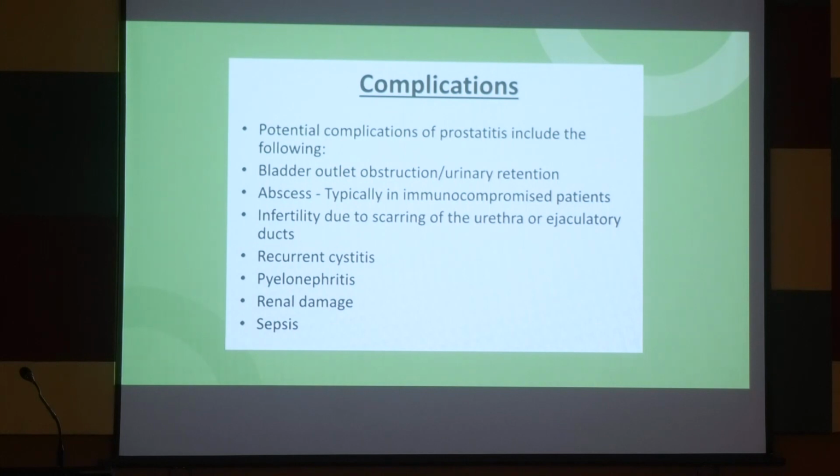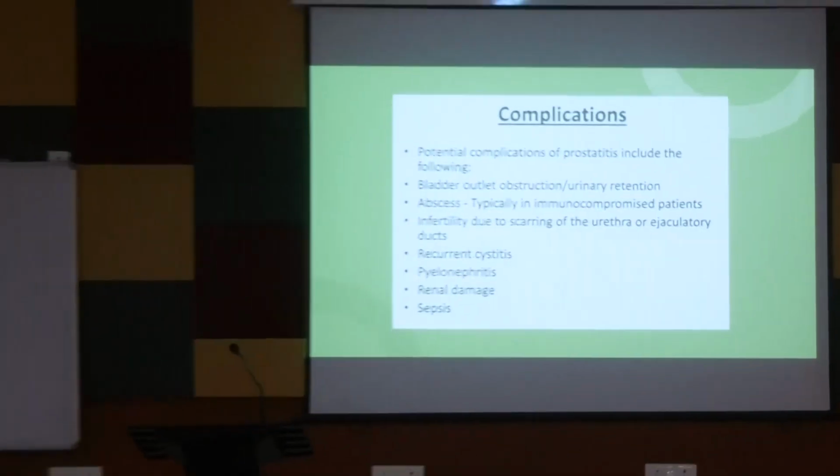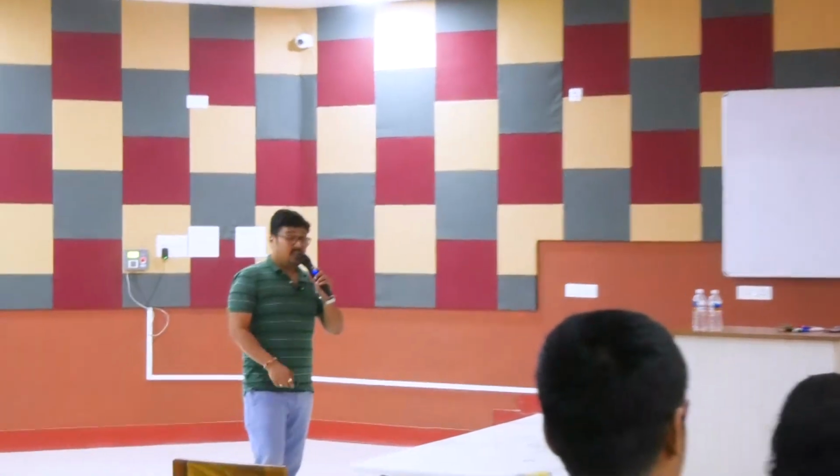So what are the complications of prostatitis? Mainly bladder outlet obstruction or urinary retention due to the increased volume of the prostate, abscess in acute prostatitis, infertility due to scarring of the ejaculatory duct or urethra, a complication of chronic prostatitis, recurrent cystitis, pyelonephritis, a painful syndrome for the patient, renal damage, and ultimately if the bacterial infection is overwhelming and left untreated, then sepsis will occur.